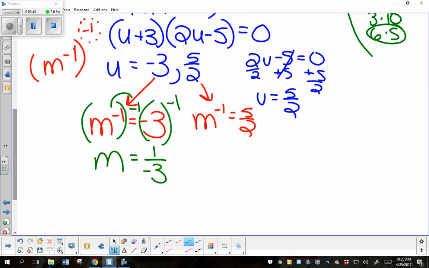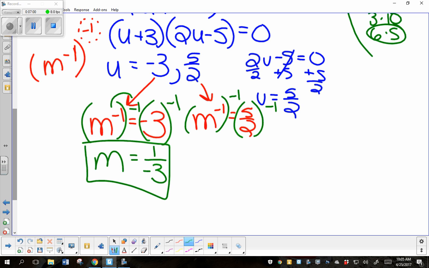So now the other side's going to be kind of weird. We're going to have to really remember these exponent rules. We've got one value for m here, negative 1/3. What should I raise both of these to? Negative 1. I'll take this in steps so you guys can see what happens. So this is just a regular m now, right?